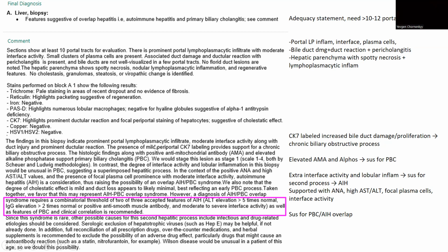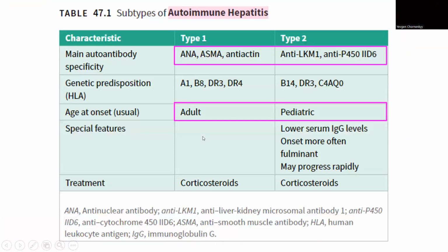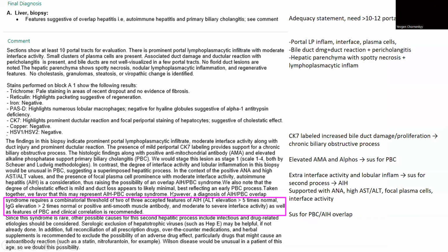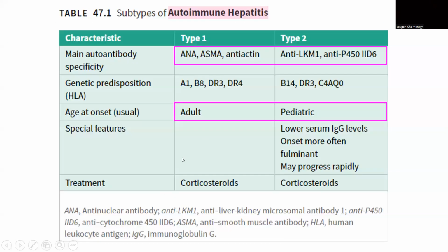So what happens? You sign out this case, you're like, great, we're done. That's great. And I'll get to why this criteria is important for clinicians.